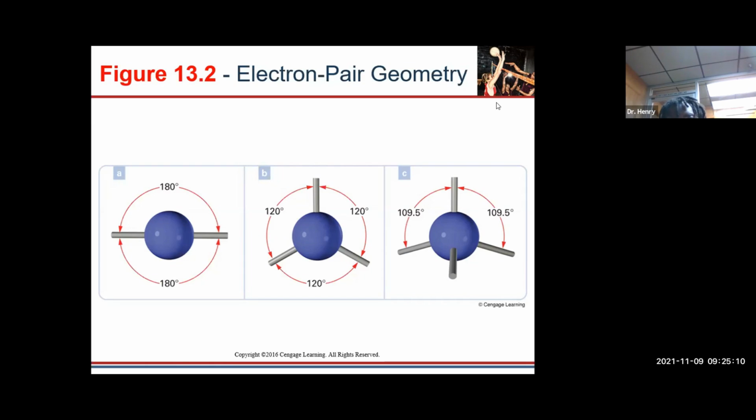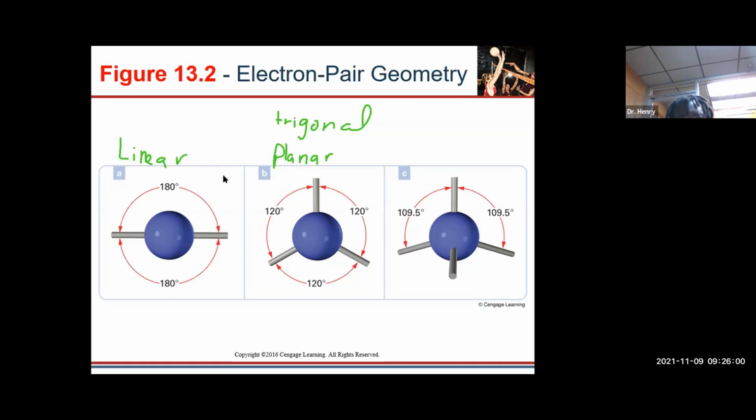Now, this shape here we would call linear, because the electron pairs are in the same line as each other, since they're 180 degrees apart. This next shape is called trigonal planar, because they're all in the same plane, kind of like a flat sheet of paper, but they have 3 attachments, 1, 2, 3. Tri means 3. So that's why we get trigonal planar.